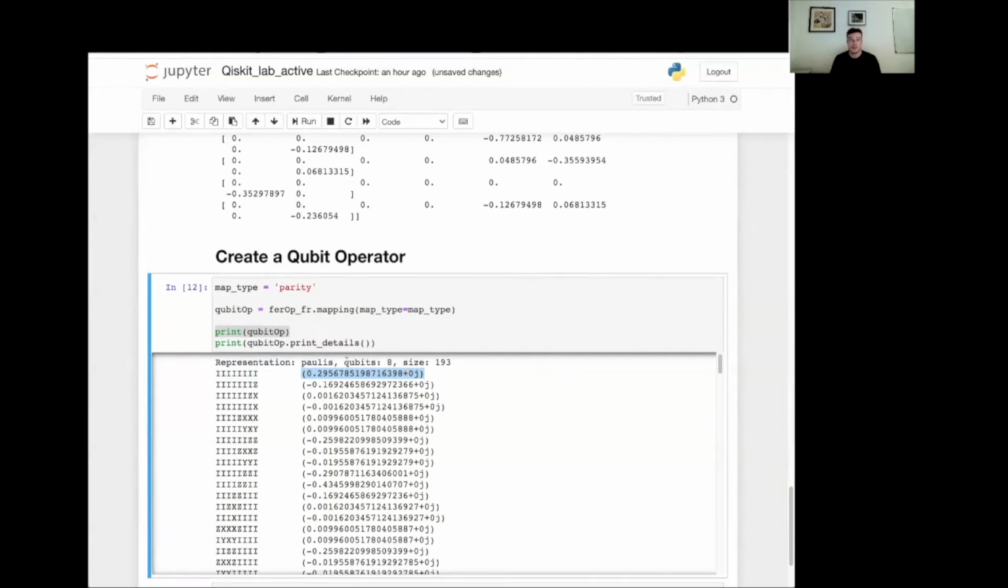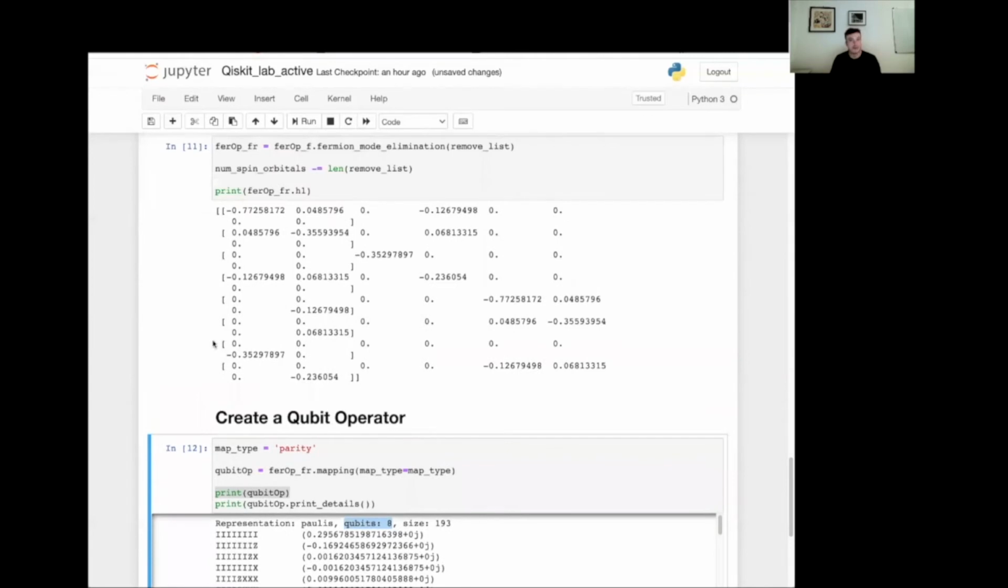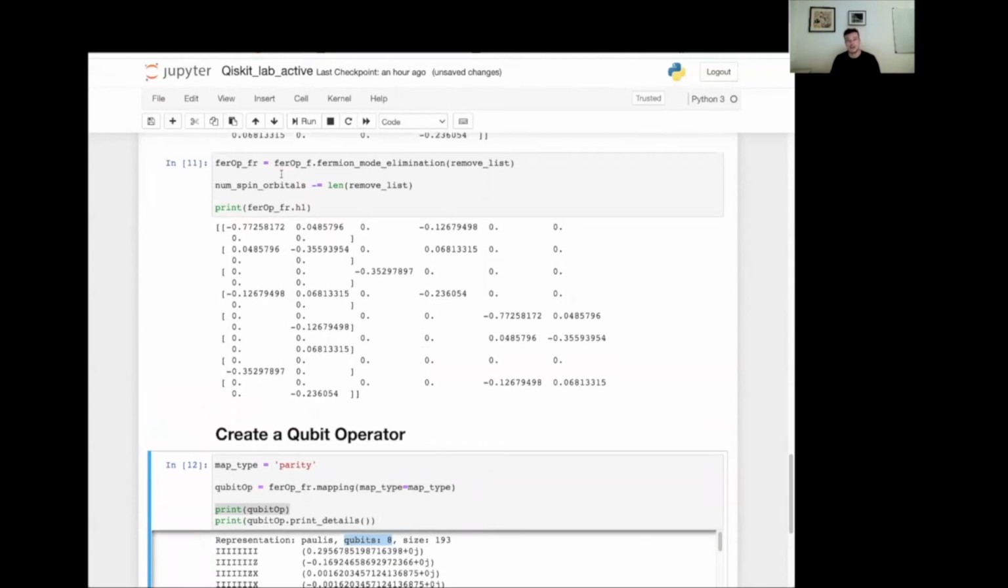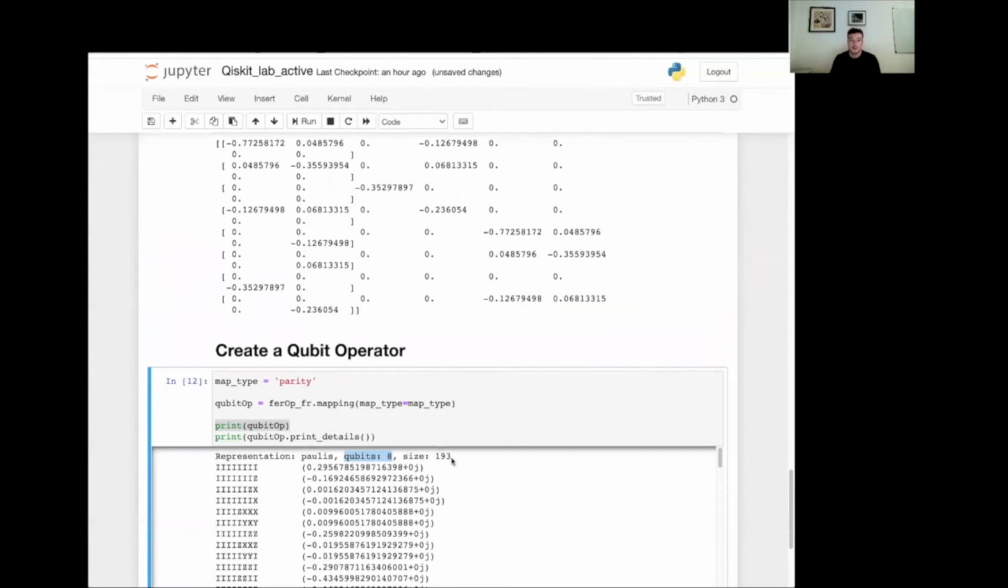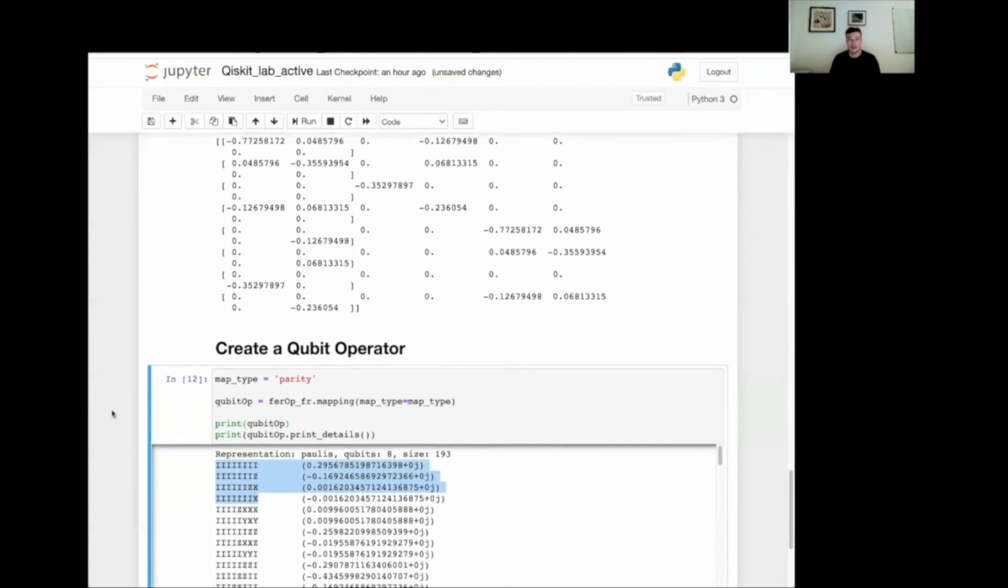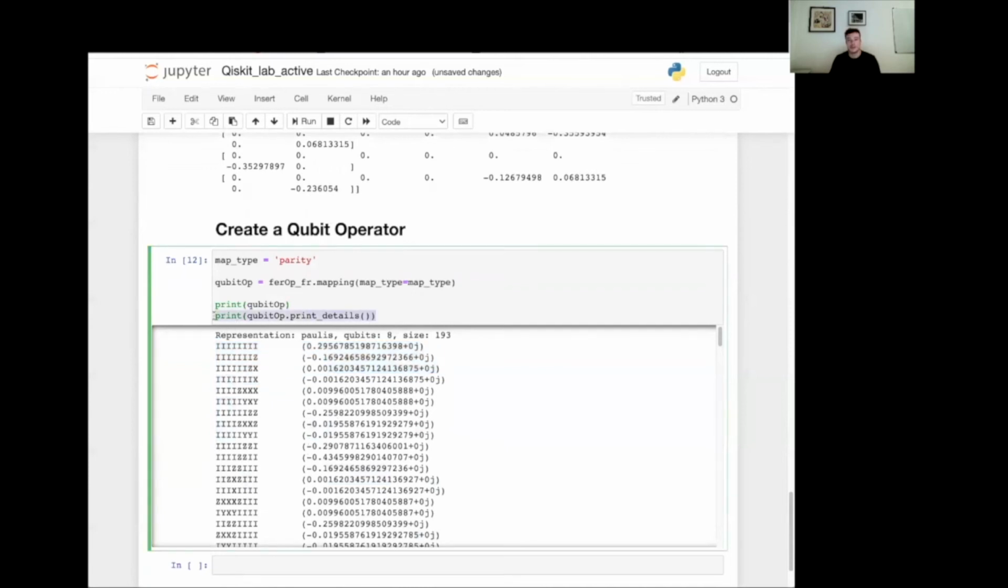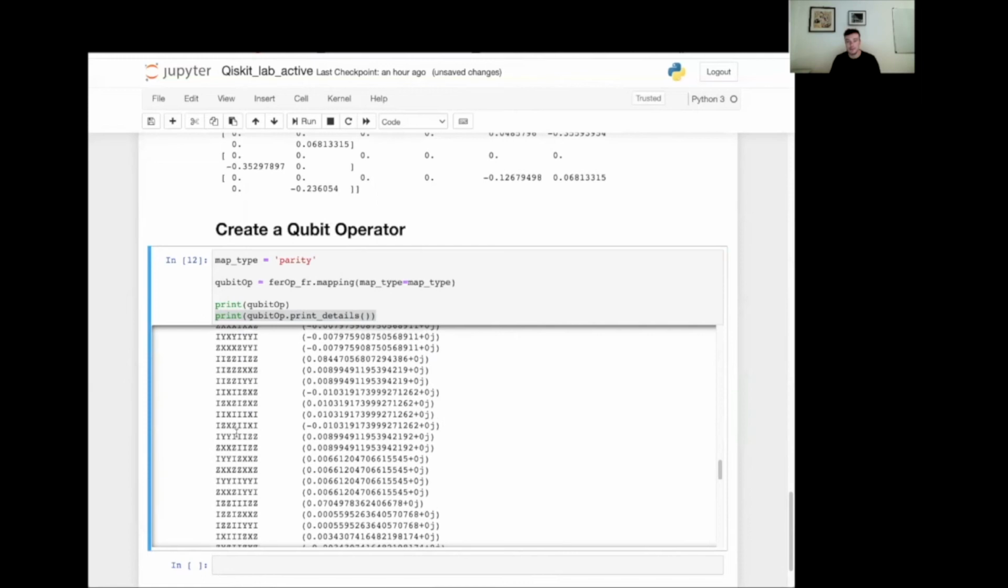our system. And then the number of qubits on which this qubit operator is defined, which is 8, which is coherent with the number of fermions that we were getting at the end of our freezing and elimination mode removal procedure. And also we know the size of this operator. The size of the operator expressed in the Pauli representation is the number of Pauli operators that compose a given qubit operator. In this case, it's 193 Paulis. And by printing the details of this qubit operator, you can see each one of these 193 Pauli operators with its corresponding coefficient.